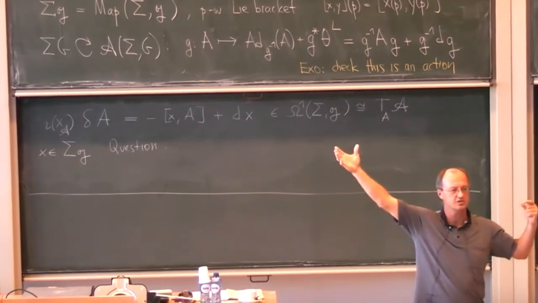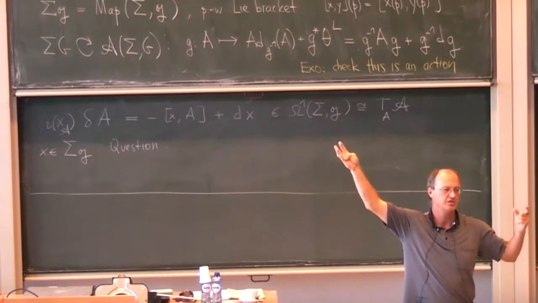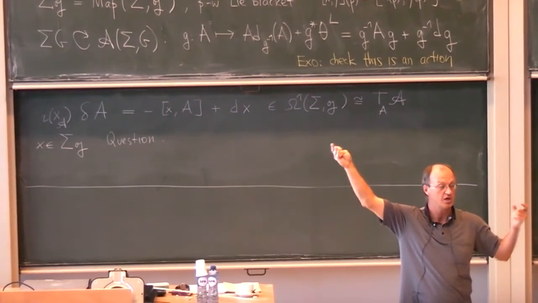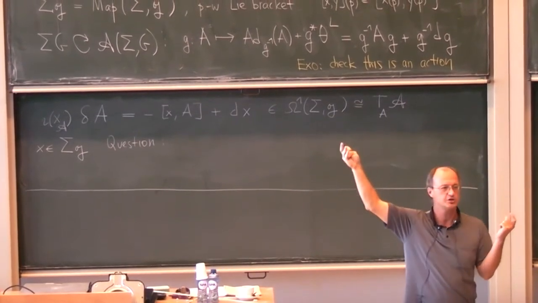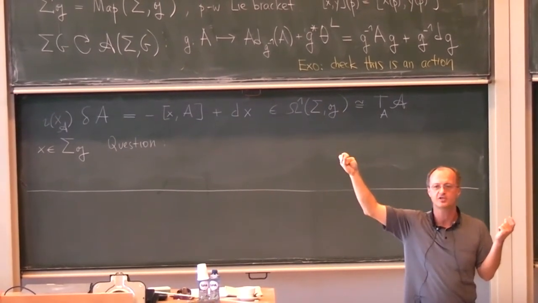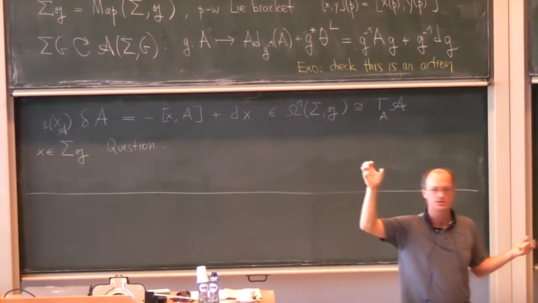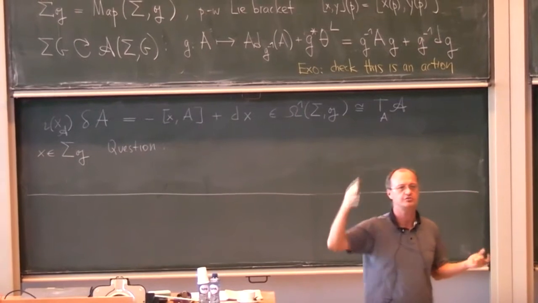Everything takes values in the Lie algebra, that's 1. These are whatever, 0 or 1 or 2 forms on the surface, that's 2. And they might also be functions or forms on the space of connections, right? So that's the difficulty. You have 3 counts, so you have to keep track of those 3 counts.